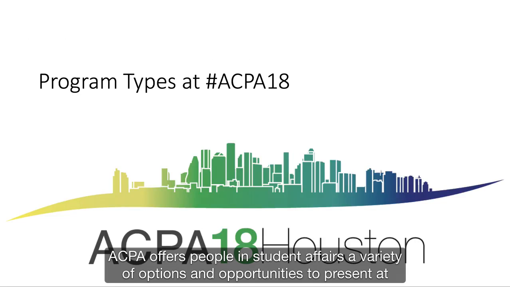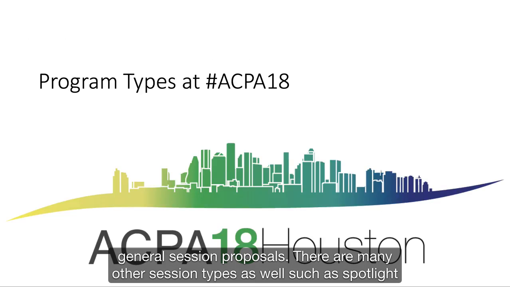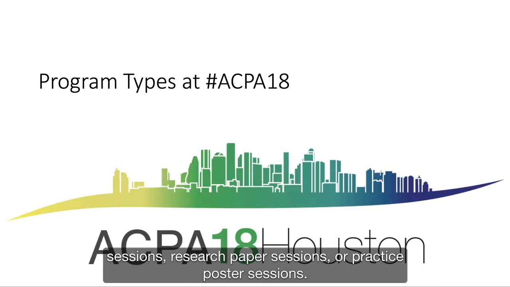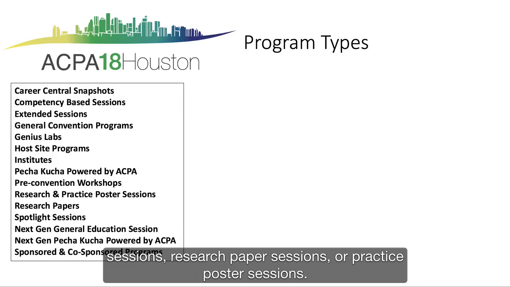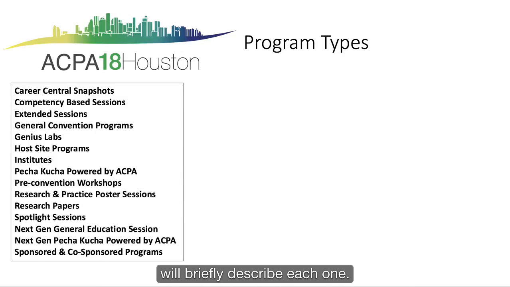ACPA offers people in student affairs and higher education a variety of options and opportunities to present at the National Convention. Many first-time presenters and new or emerging professionals focus on general session proposals. There are many other session types as well, such as spotlight sessions, research paper sessions, or practice poster sessions. In all, there are over a dozen different program types you can consider. This micro-session will briefly describe each one.